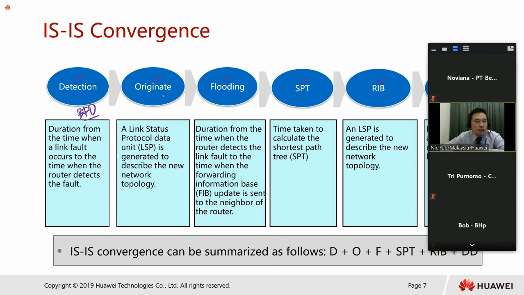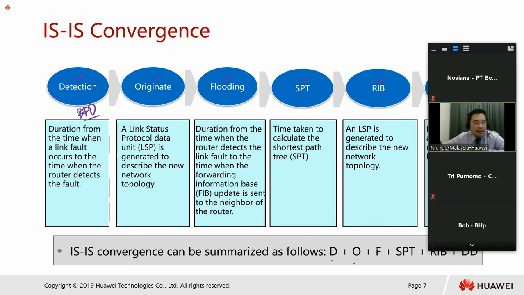Secondly, originate. A link state protocol data unit, the LSP, is generated to describe the new network topology. When a failure is detected, I create the LSP to inform others that I have a topology change right now. How long it takes for this LSP to be generated also needs to be considered in the convergence time. So detection, originate, then flooding.